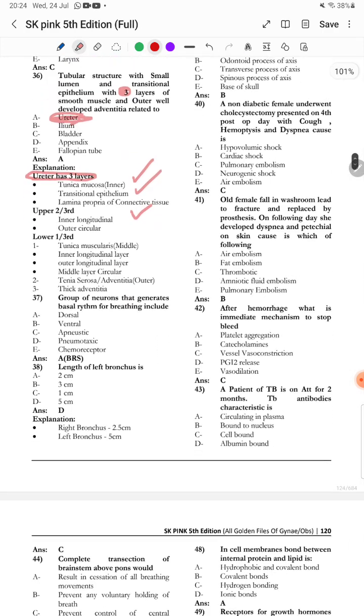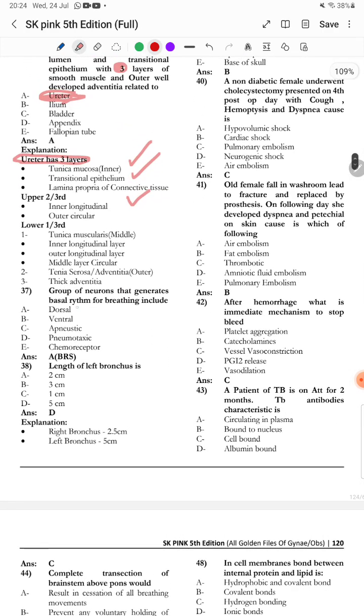Clear? Okay, the next is group of neurons that generate the basal rhythm for breathing includes dorsal respiratory group neurons.